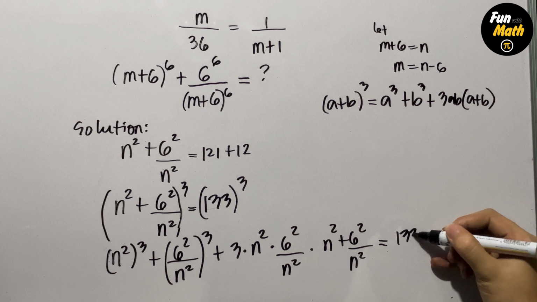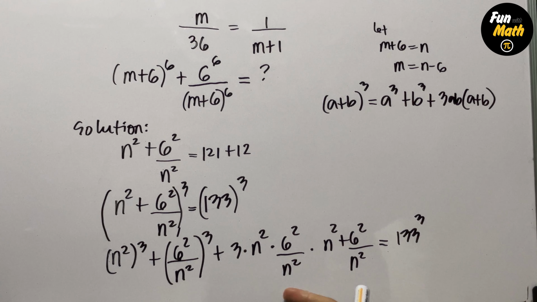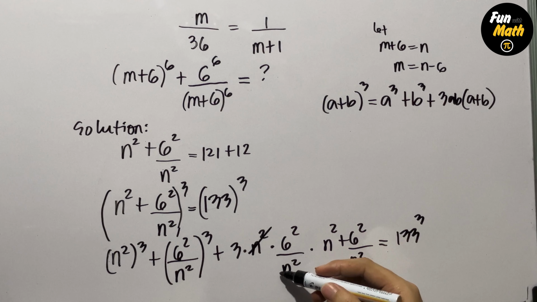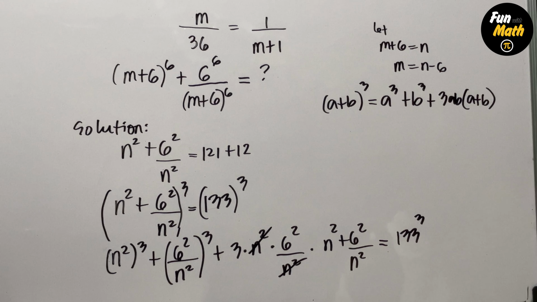equals 133 cubed. And for this, we can cancel this n^2 over n^2. And then we're left with, we are going to write up here because we don't have any space, (n^2)^3. Power to a power, we can multiply, and that is n^6. Plus, here power to a power, let's multiply, 2 times 3, that is 6. Therefore, this is 6^6 over n^(2 times 3), that is n^6, plus 3 times 6^2, that is 3 times 36.